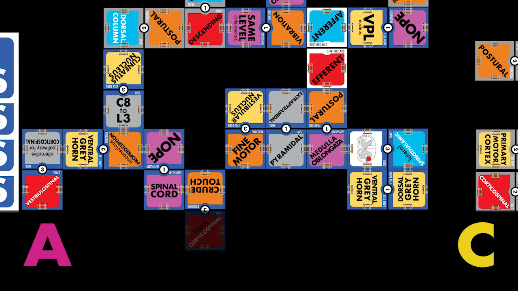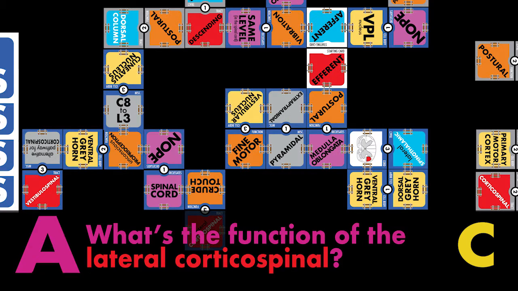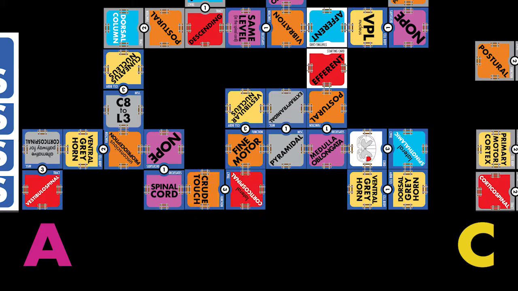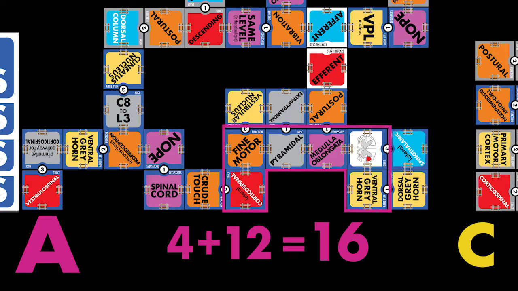If they can't figure out how to position their card to do it, I would ask them what the function of the lateral corticospinal is and make them figure out their second statement. Then I would tell them how many points they would have earned if we were playing for points.